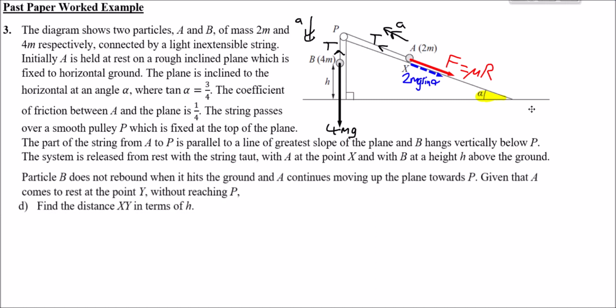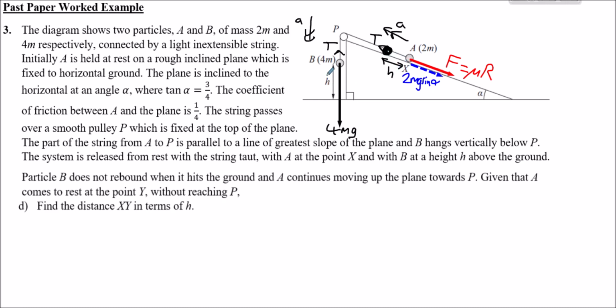Okay, and we need to think about this in 2 steps. So what will happen first of all is B will fall h, a distance of h to the ground. Now as B falls a distance of h, what will that mean for A is initially A will be pulled a distance of h meters up the slope. So from here to here, A is going to travel h.